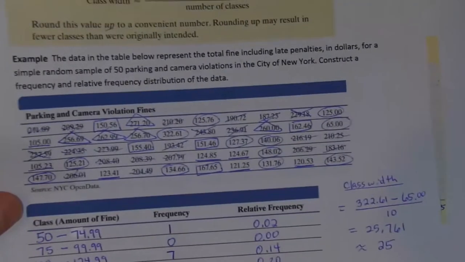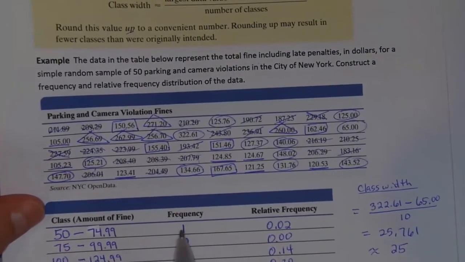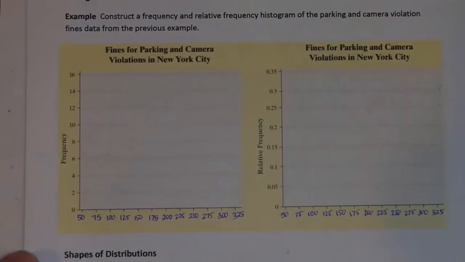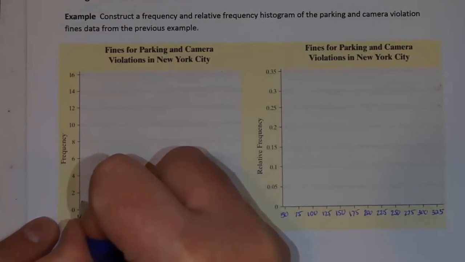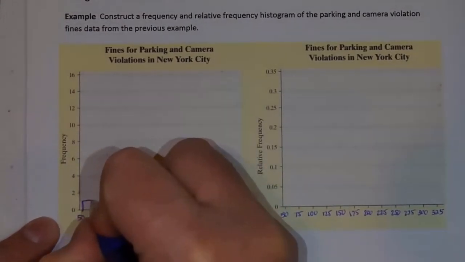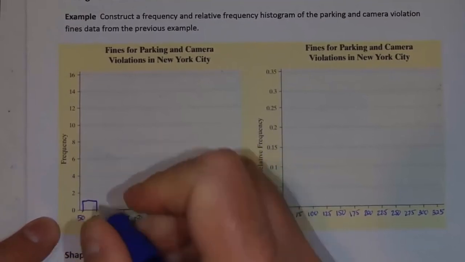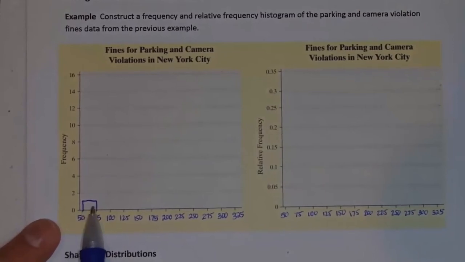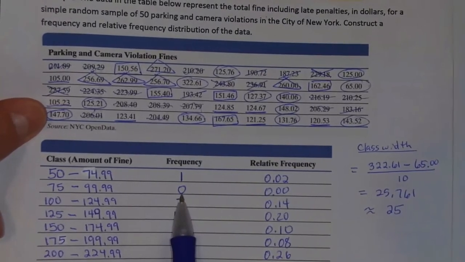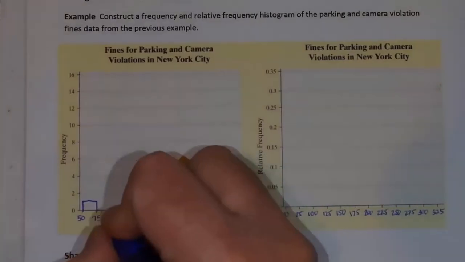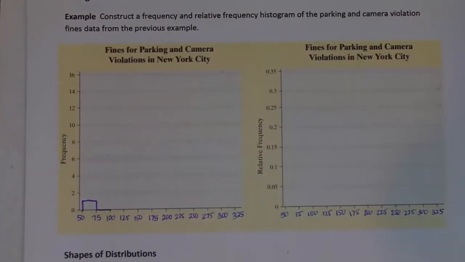Now, for our first class from 50 to 74.99, we had a frequency of 1. So I am going to draw a bar that starts at 50 and extends over to where the 75 starts, and the height of that bar is going to be 1. So this bar in this histogram is representing data values from 50 to just before 75. When we hit 75, that's where the second bar in the histogram starts. Now, the second bar really isn't a bar because it had a frequency of 0. We didn't have any data values. So we either don't draw anything, or you could just draw a horizontal line along the axis there.